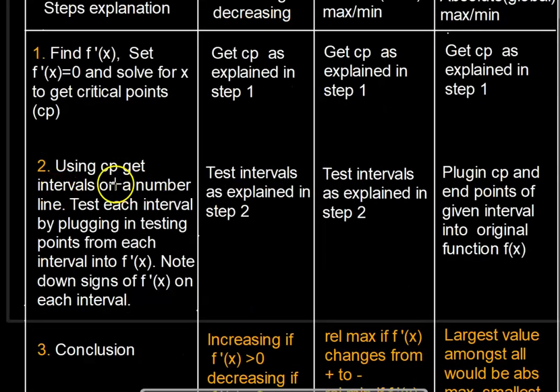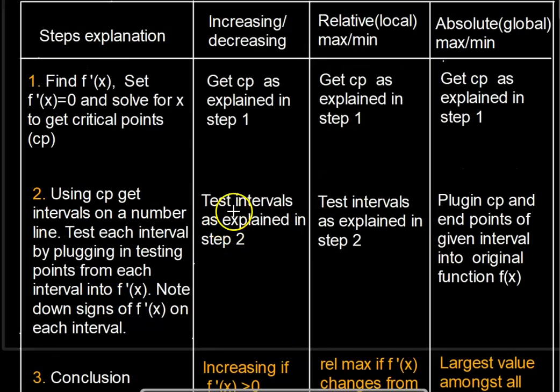For the second step, using the critical points, we find the intervals on a number line. Then we test each interval one by one by plugging some testing points from each interval into the derivative, and note down the signs of the derivative on those intervals. This second step is the same whether you need to find intervals of increase or decrease, or local maxima and minima. But if you need to find global maxima and minima, then you don't use this step.